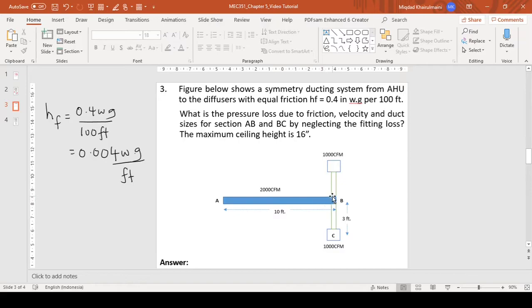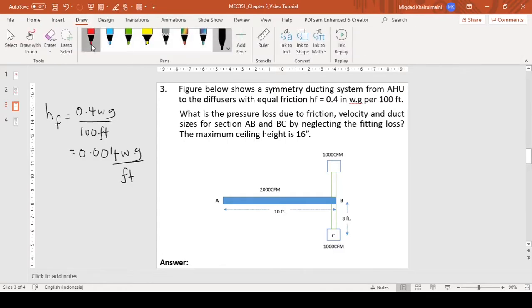So pressure loss due to friction is the value HF, in units of water gauge. And number 2, the velocity here is velocity V in units FPM.